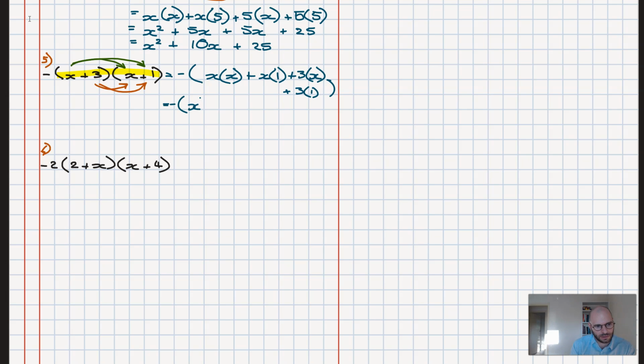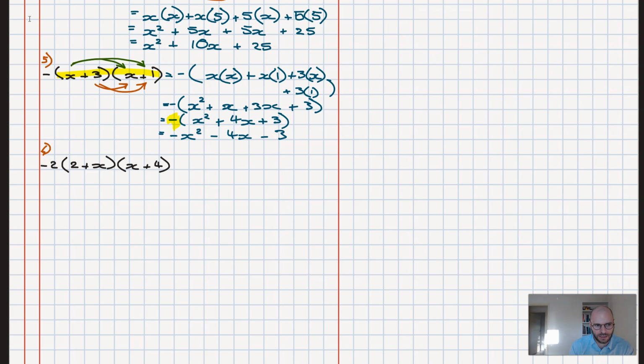Now we're going to get x squared, so x times x plus 3x plus 3. Still have this negative out front. We're going to collect like terms within the bracket, so x squared plus 4x plus 3. Then we're going to deal with the negative here. Now what does the negative do? Well, it's simply going to make everything inside the bracket multiplied by minus 1. So that's going to be minus x squared minus 4x minus 3.